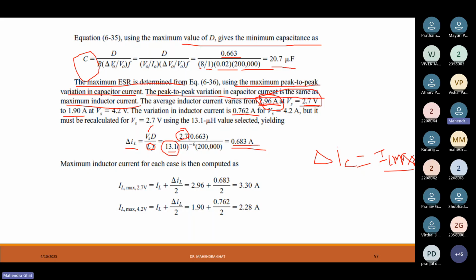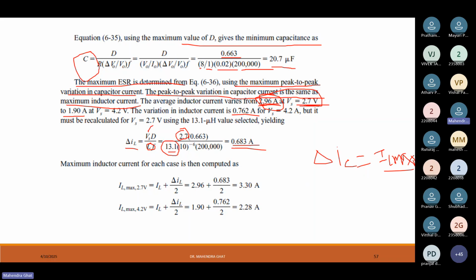So what we did: first we calculated the L value with the different input voltages, and whichever L value was the worst case, that we have chosen. The L value will not change for 2.7 or 4.2, whatever the input voltage is. So now we have fixed the L value depending on whichever worst case is there. And for that L value, we again calculated the delta IL for Vs equal to 2.7 also.